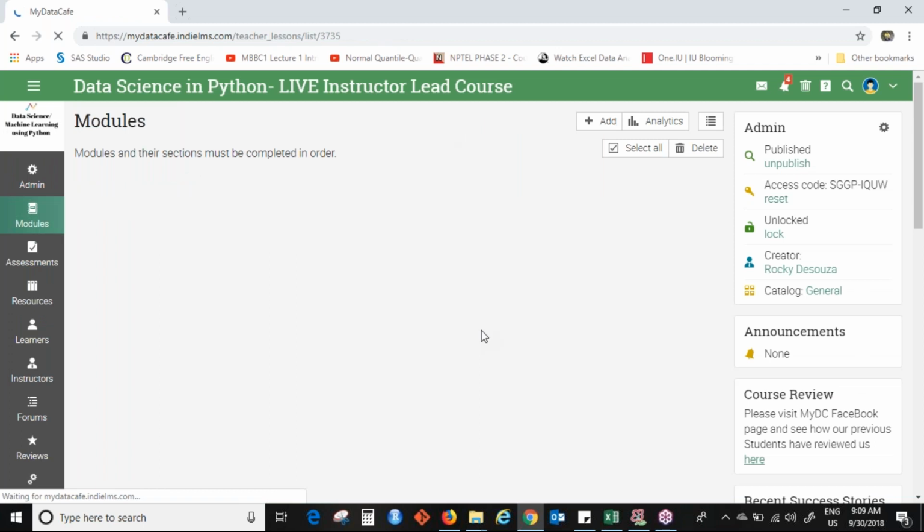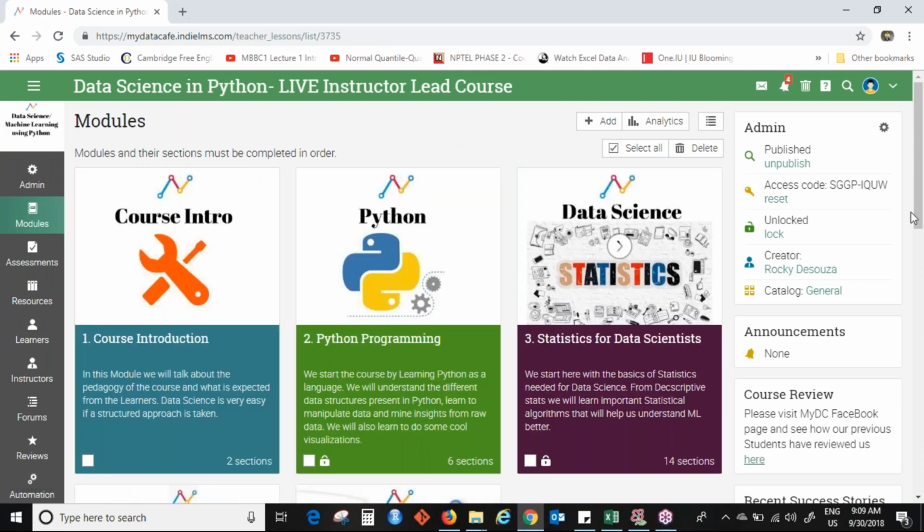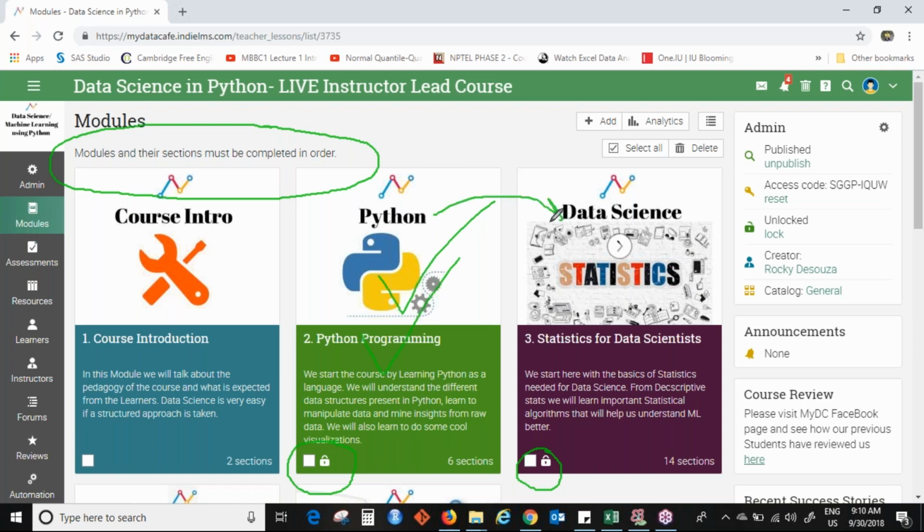So do you see this? You see this? Modules and their sections must be completed in order. So only if you finish this module, you will have this module open. That is why there is a lock sign here. Okay, even for this. Only if you finish the assignments, you will complete this module, not without it. So I did this so that I want you to follow a structured approach, because only if you are comfortable in Python, you will follow in the stats part, and when you are comfortable in the stats part, you will be able to move ahead.